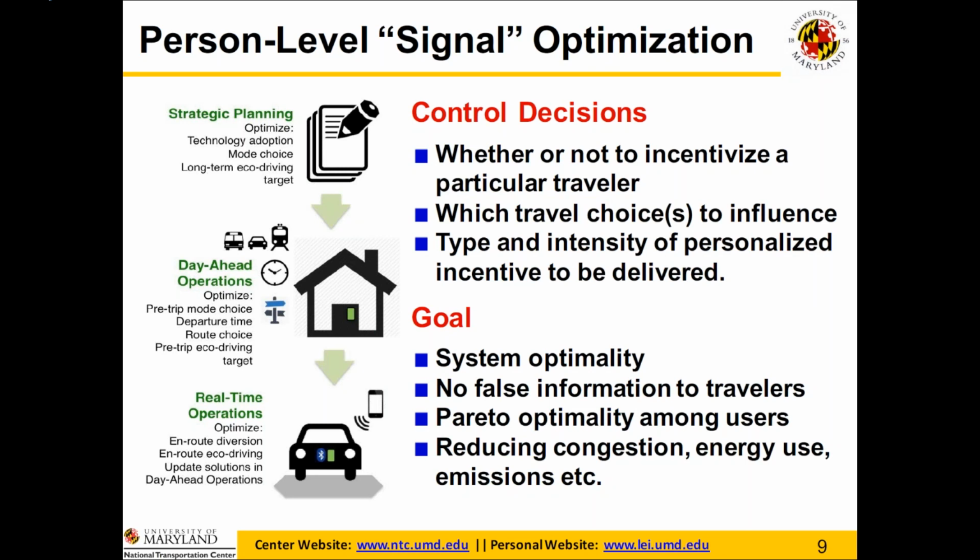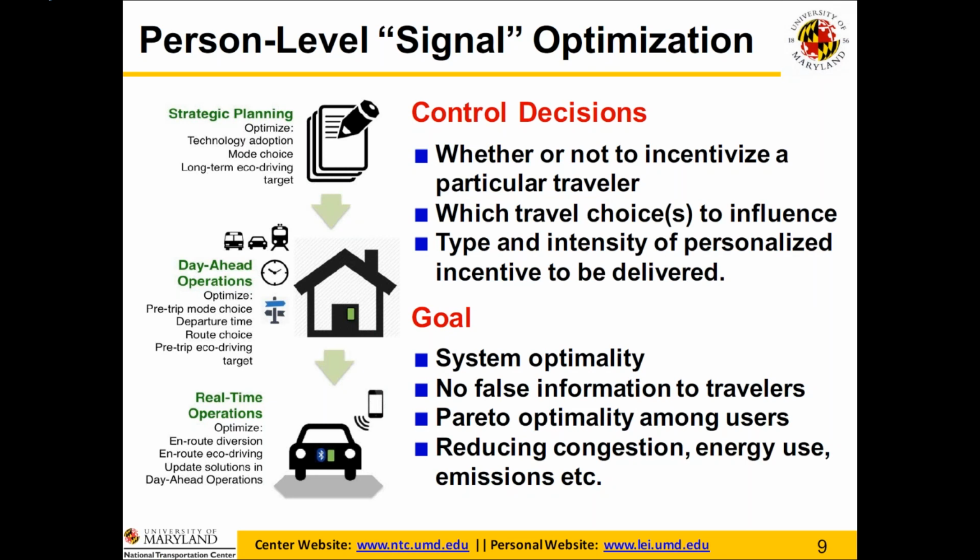And if we decide to incentivize a particular traveler, what kind of travel choices do we want to influence? Do we want to influence the modal shift? Do we want to influence a departure time change or route change, based on our behavior model that predicts how likely this person will change behavior and also the benefit the system can get and the individual can get from that change in behavior? And in order to achieve that, what intensity of personal incentive should actually be delivered to this particular individual?